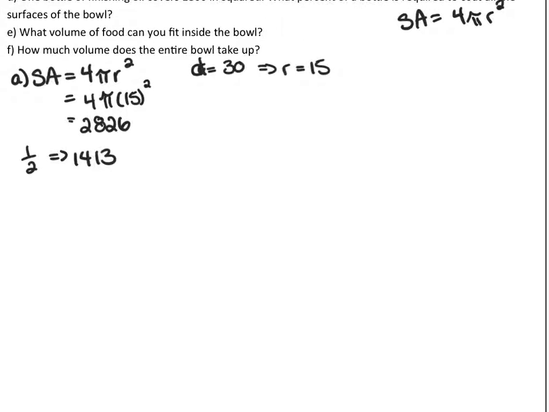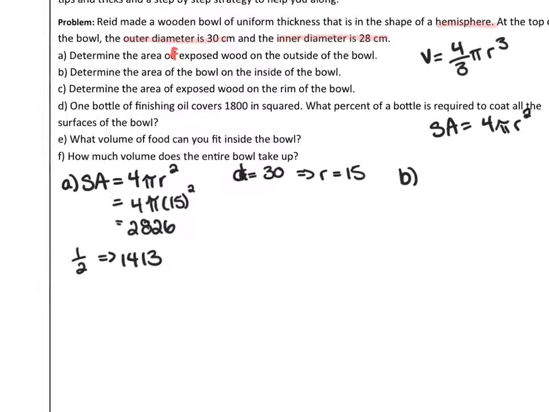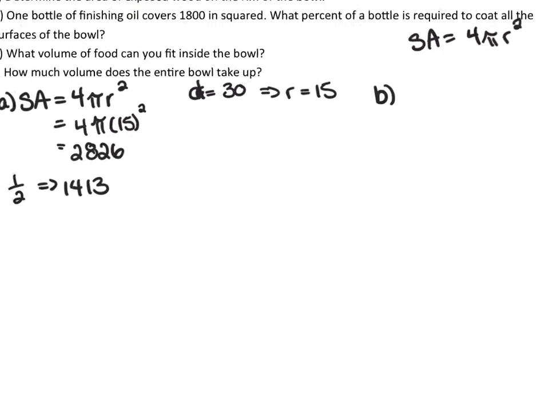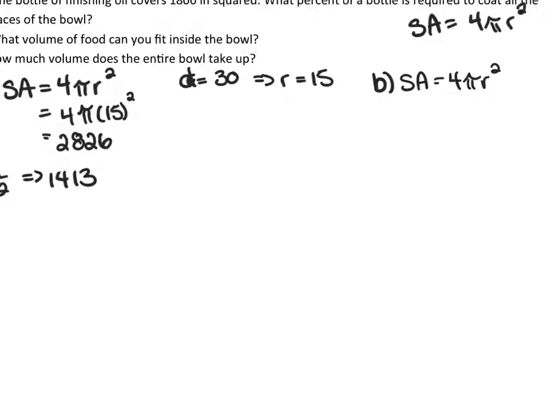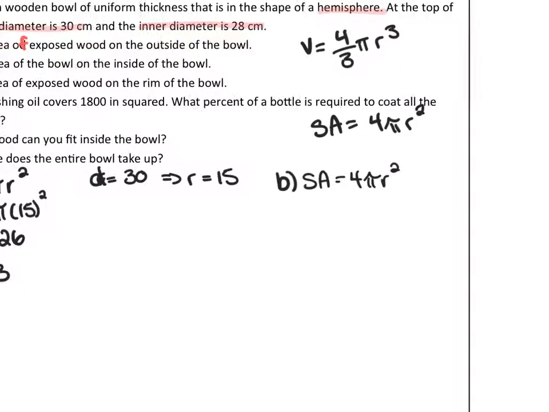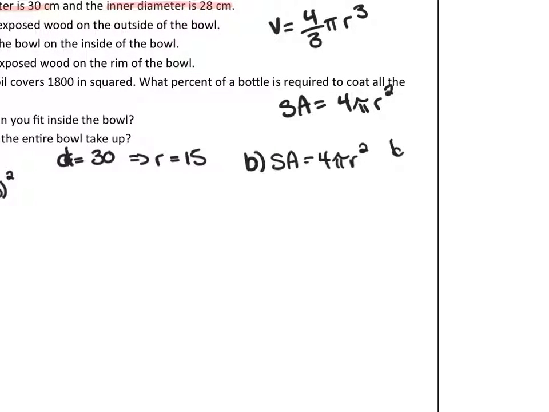Let's do B. They want the inside of the bowl. So again, same formula. We're going to do the exact same thing. But in this case, D was 28, so r is going to be half of that, which is 14. So 4 pi times 14 squared.